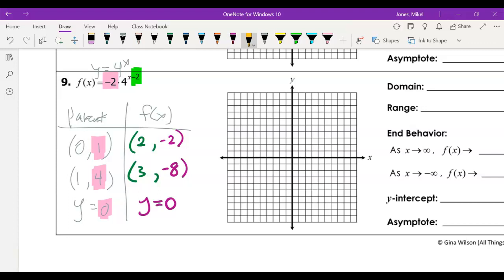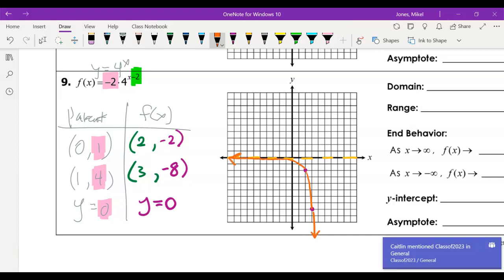Okay, so when I go to graph this, I'm going to start with my horizontal asymptote here along the x-axis. 2, -2 is right here, and 3, -8 is right here. So I know this graph is going to be approaching my asymptote out here to the left. Okay? So asymptotes aren't, as a rule, lines that we can't cross.